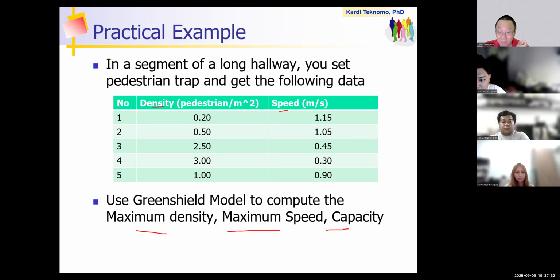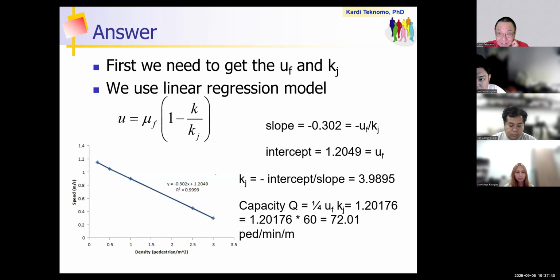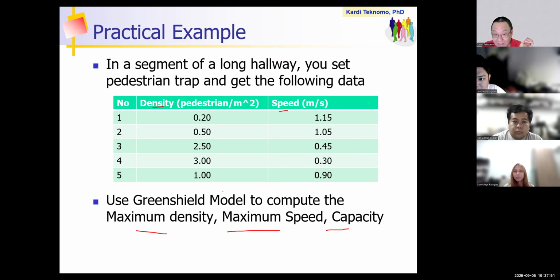How to do that? If you have this data, what will you do? You will do a regression analysis. We already discussed regression a while ago and last week, right? You get the slope and the intercept of this data. Did I connect the dots?